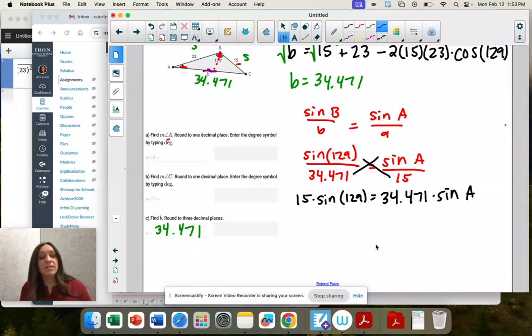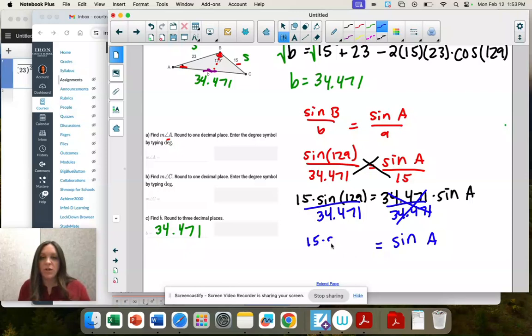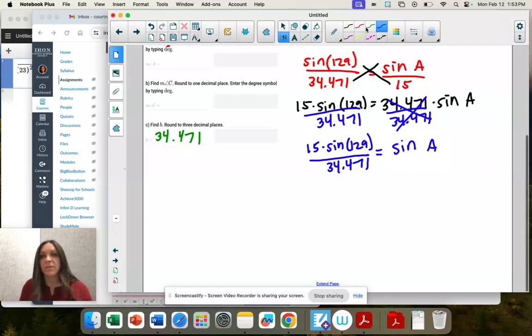We're getting A by itself, so we're going to have to take the inverse eventually. But first, we're going to divide both sides by 34.471. So sine of A equals this. And I'm not putting it in the calculator yet because I want to round just once. If you're rounding more than once, you might get the wrong answer.